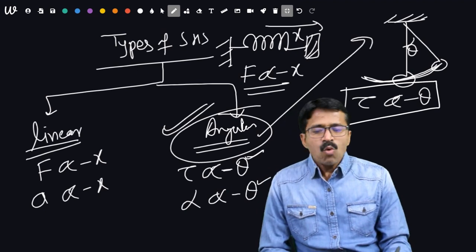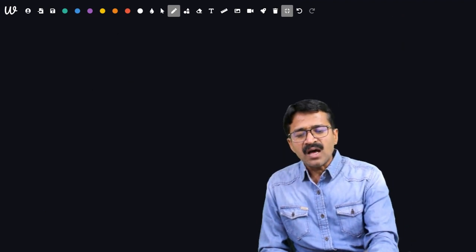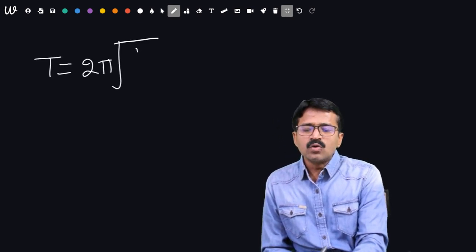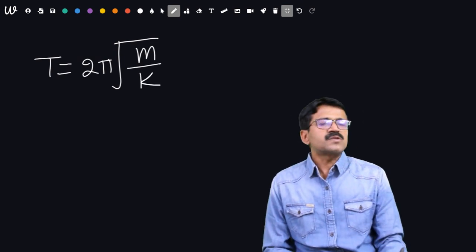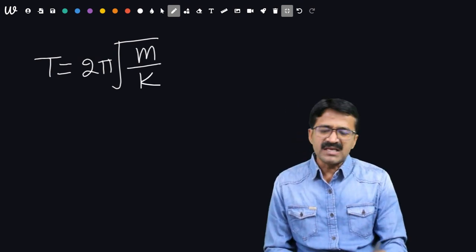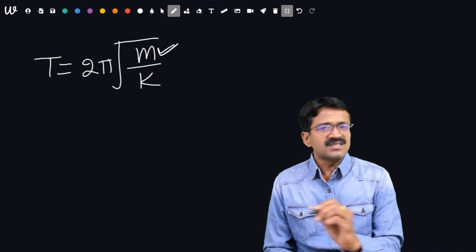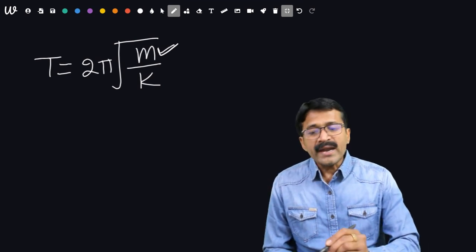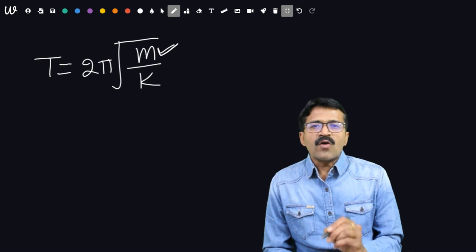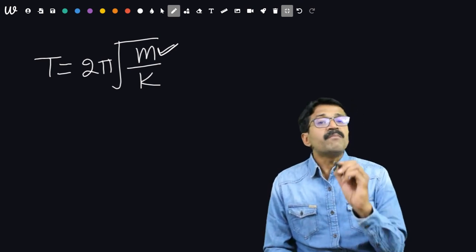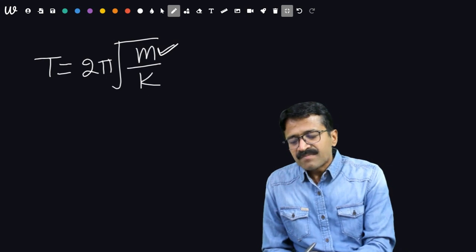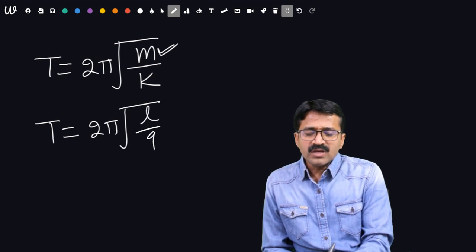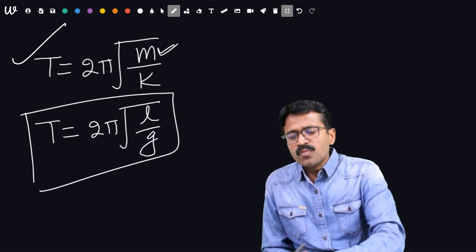Now another question is, what is the time period in simple harmonic motion? Time period of simple harmonic motion is T equal to 2 pi under root M by K. K is the spring constant or proportionality constant, and M is the mass suspended. What about the time period of SHM when it is not suspended from a spring, but by a wire or by a thread? Then it will be a simple pendulum and its time period will be 2 pi under root L upon G. These are two major questions.